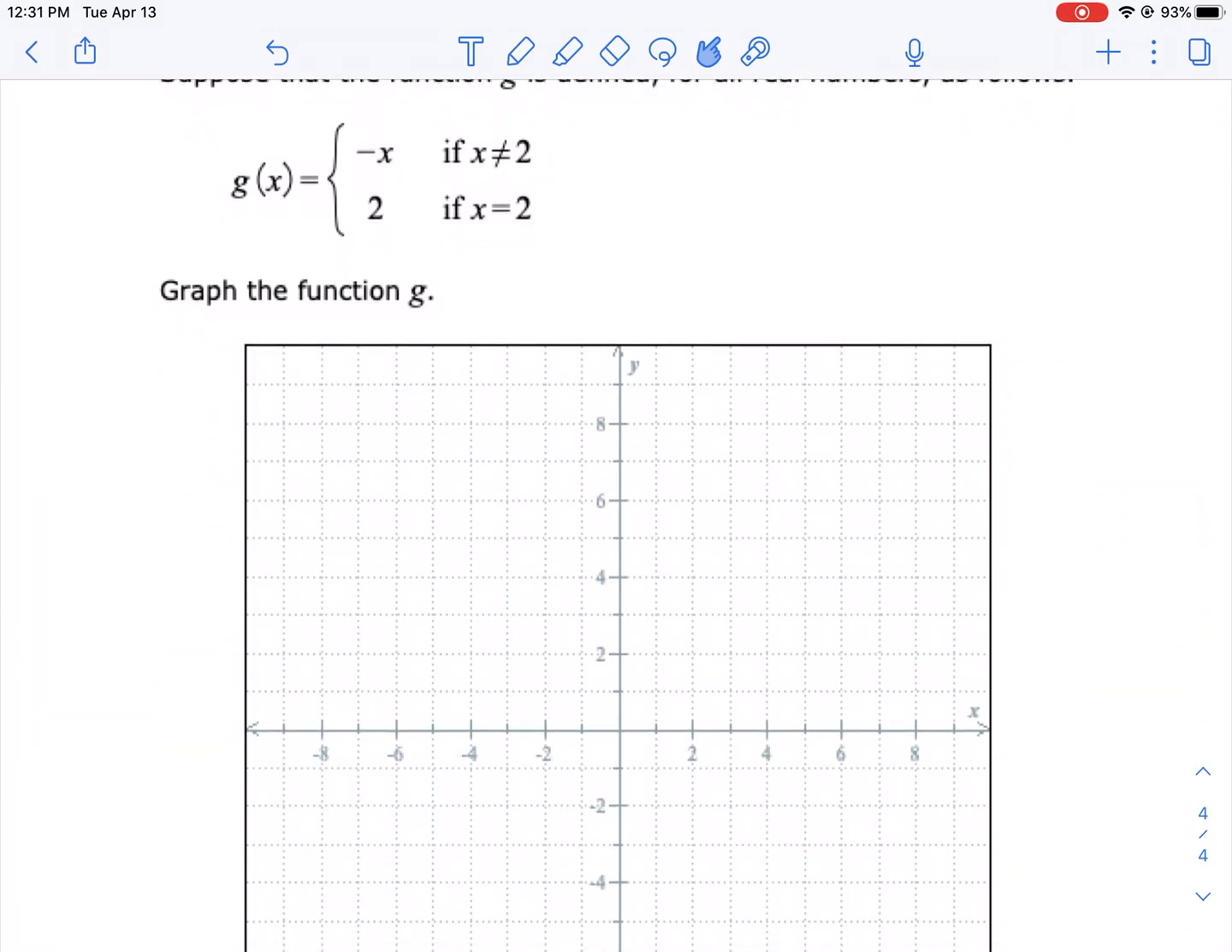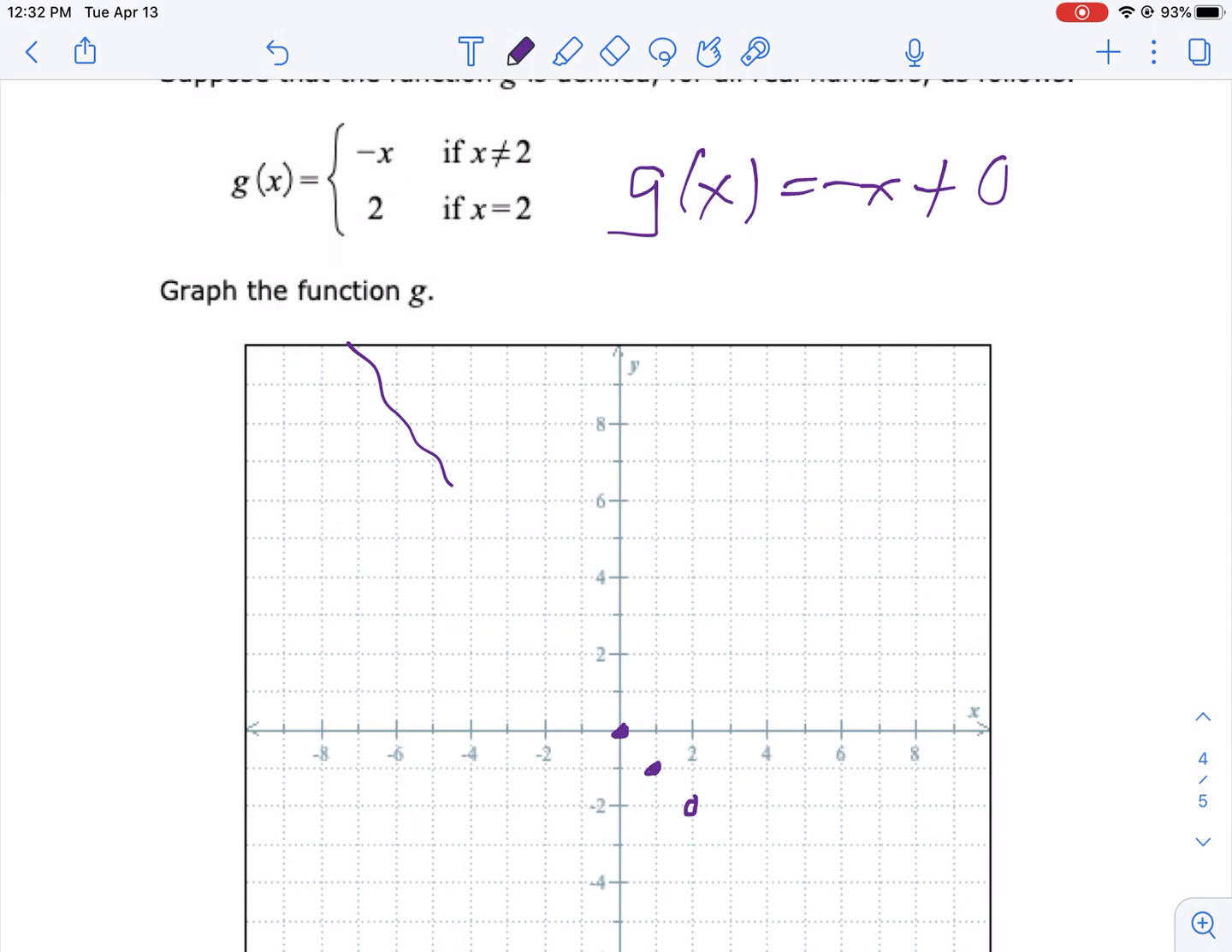Now, g of x equals -x. Well, that's g of x is actually -x plus 0. My y-intercept is 0. And then my slope is -1, so I go down 1 to the right 1. But when I get to 2, it's not defined. So if I go down 1 more and to the right 1 more, I'm going to have an open circle right here because it's not going to include the point 2, but it's going to include every other point on this line. So I'm going to have a line going through that point and then keep on drawing it.